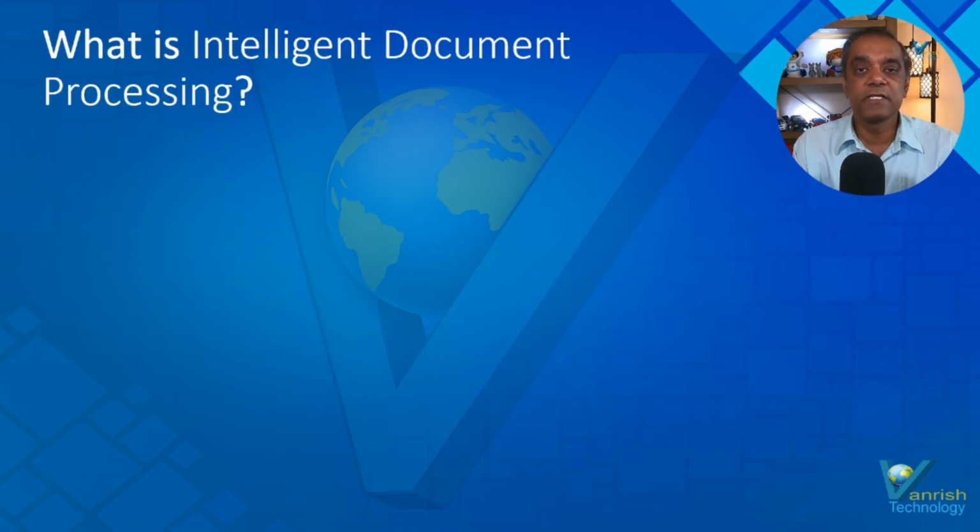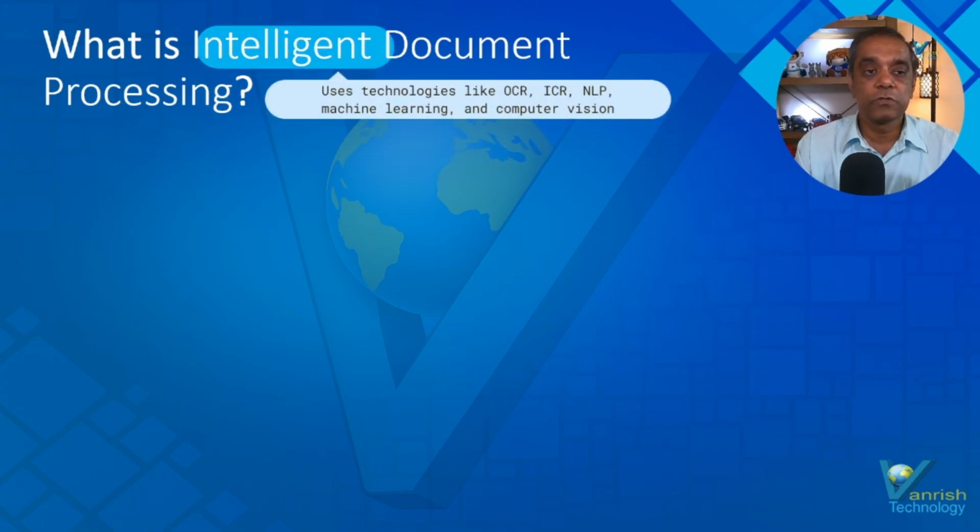So what is intelligent document processing? The next question that will arise is: what is IDP, why do we need it, and what are its use cases? Why is it called intelligent document processing? Because it uses technologies like OCR, ICR, NLP, machine learning and computer vision. It's all technology inclusive. If you are familiar with AI or machine learning, you already know these terms. OCR is optical character recognition, ICR is intelligent character recognition, NLP is natural language processing, plus machine learning and computer vision.